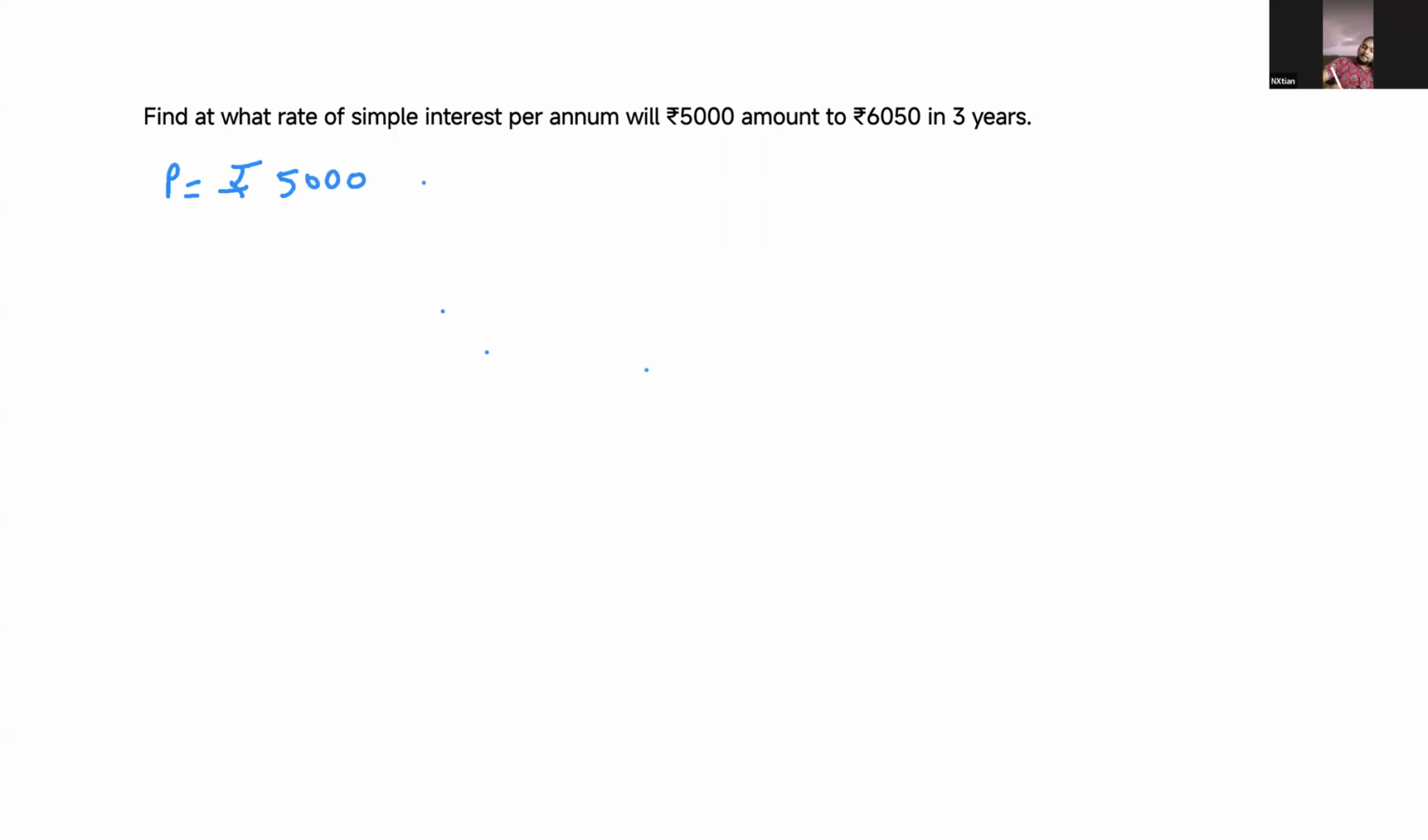And the amount is given. Like, 1,000 rupees principal becomes 1,200 rupees; 1,200 rupees is the final amount. So the amount is given, which is 6,050. Even time is given, which is 3 years. Now we have to calculate the rate, which we don't know.